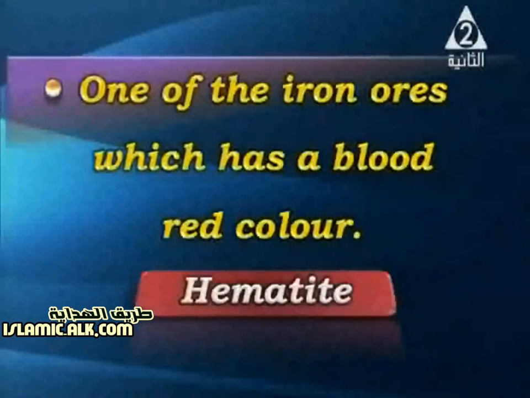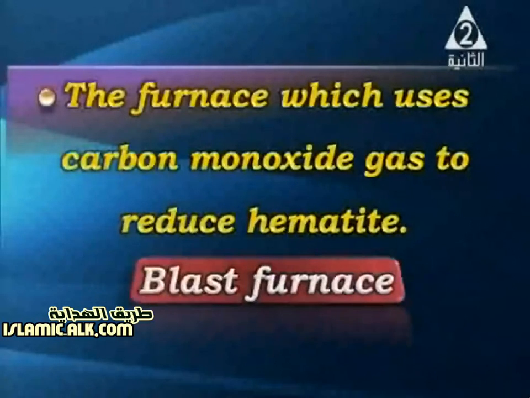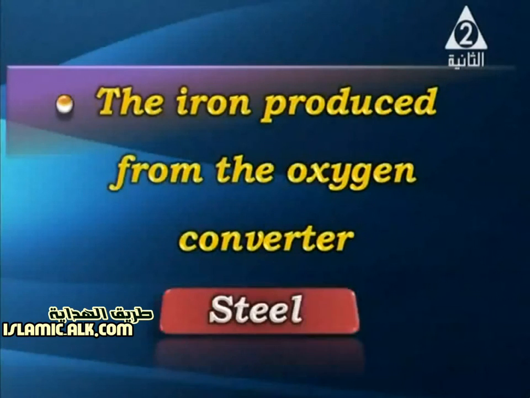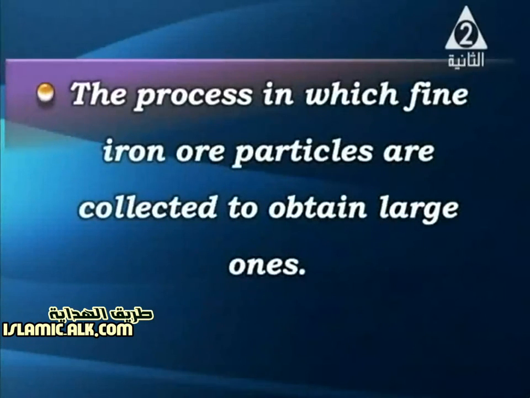Next point. The furnace which uses carbon monoxide gas to reduce hematite. Yes, the answer is blast furnace. Next point. The iron produced from the oxygen converter. Yes, the answer is steel. The process in which fine iron ore particles are collected to obtain large ones. Yes, the answer is sintering process.